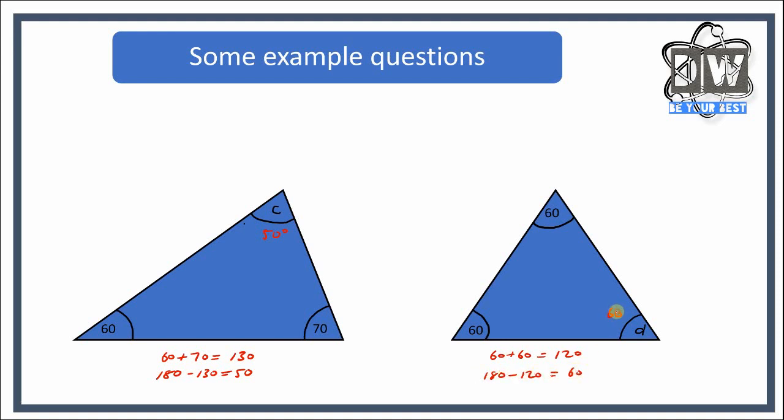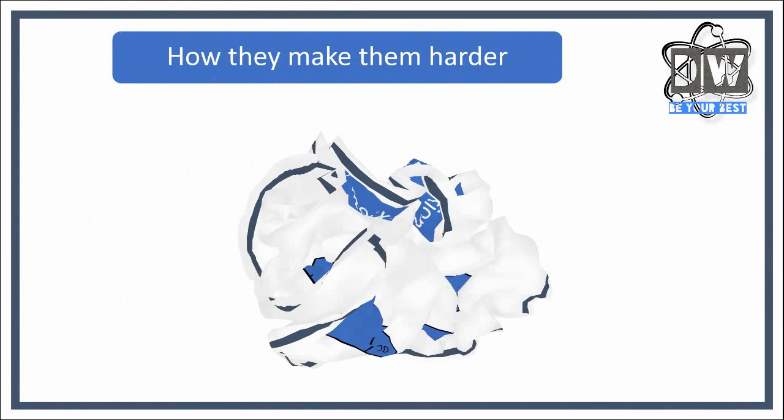So this one here, we can see that it must be an equilateral triangle, because we've got all the angles the same, which means all the lengths of the sides are the same also. Now let's see how they make them a little bit harder.